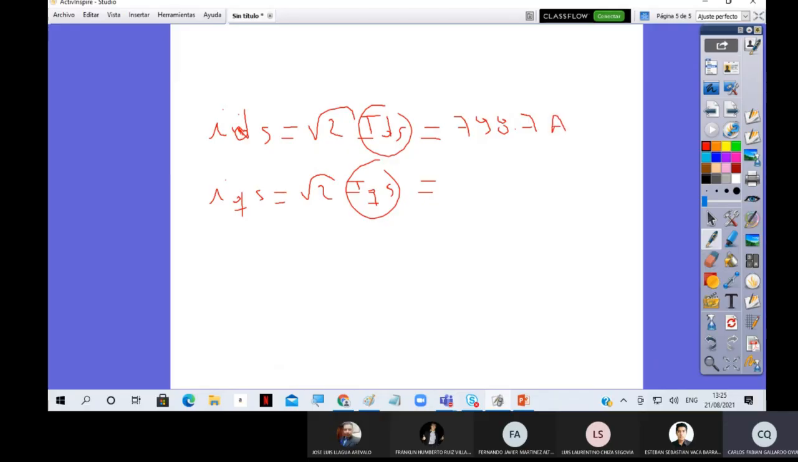I will get 798.7 amps. In per unit values, I will get 0.368 per unit. What about the quadrature axis component? I will have negative 2,960 amps. In per unit values, I will get negative 1.365 per unit.